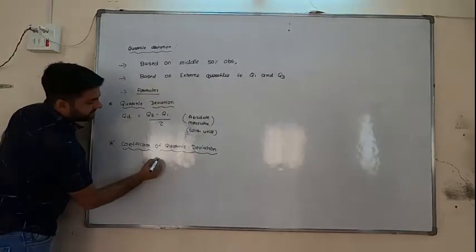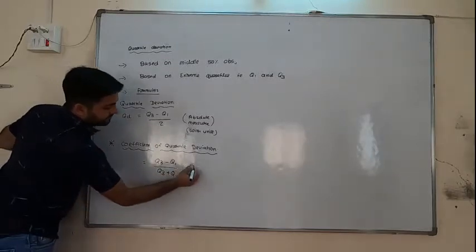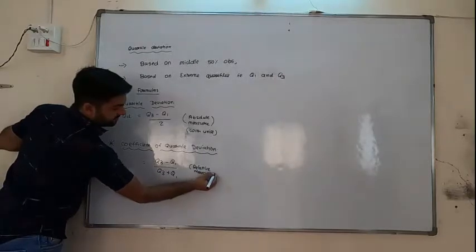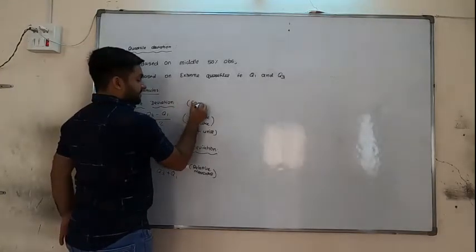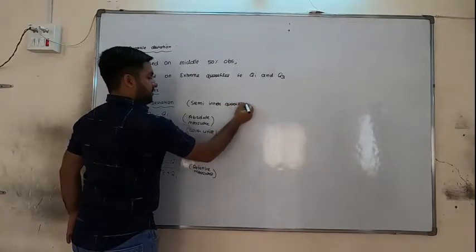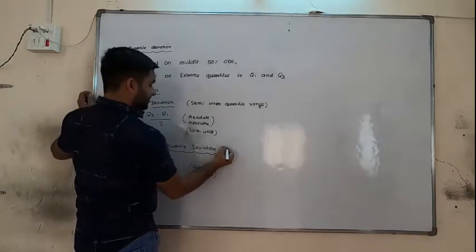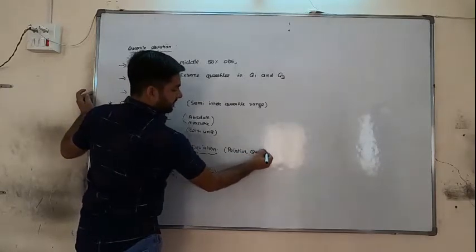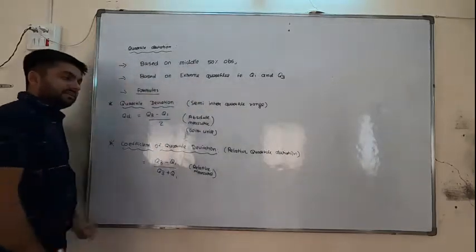It is not denoted by anything. Directly, if we write the formula, Q3 minus Q1 divided by Q3 plus Q1. This is a relative measure. The other name of quartile deviation is semi-interquartile range. The other name of coefficient of quartile deviation is relative quartile deviation. These are the other names.